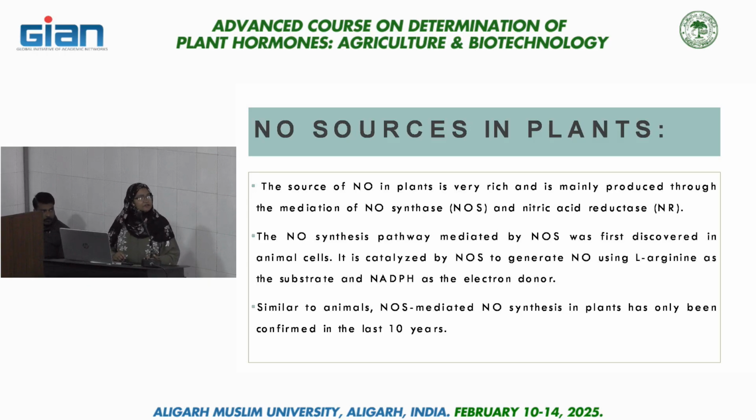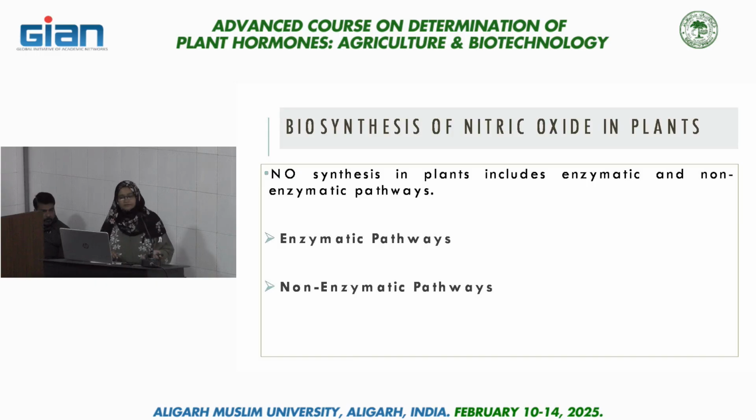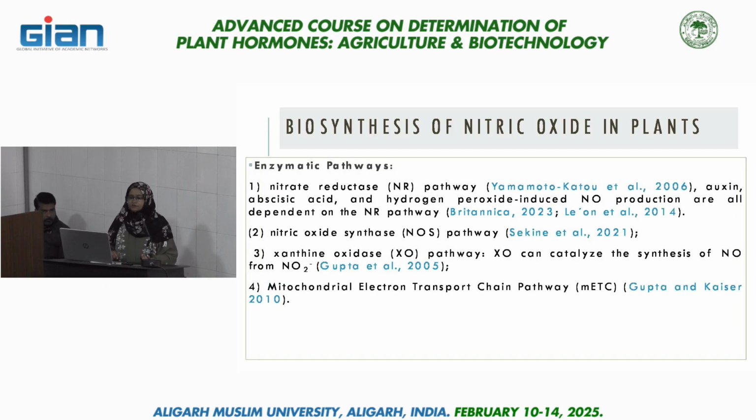There are several enzymes which are involved in the synthesis of nitric oxide. So, first of all, what are the biosynthetic pathways due to the enzymatic activities? The key enzyme pathways include the NR pathway, NOS pathway, xanthine oxidase pathway and mitochondrial electron transport chain, and the first one is the nitrate reductase pathway. This NR reduces the nitrate to nitrite, which can further convert to NO, and this pathway is crucial under low oxygen condition. And the second one is the nitric oxide synthase like activity.